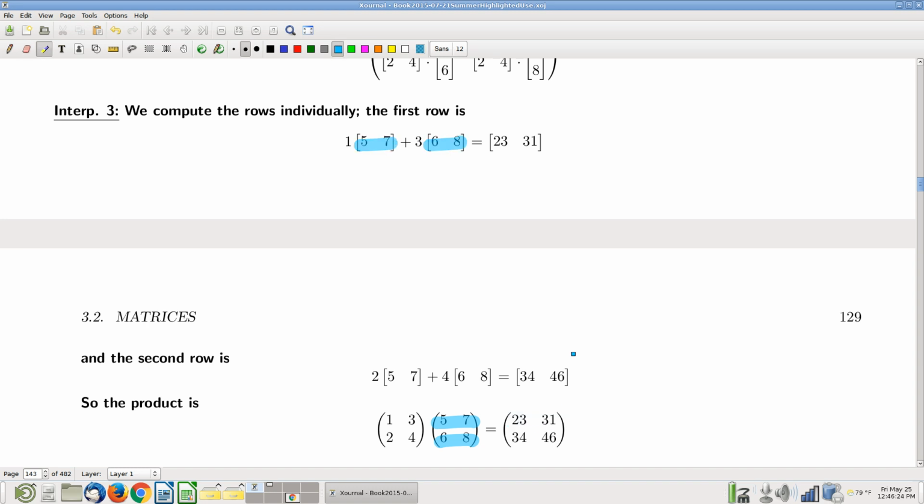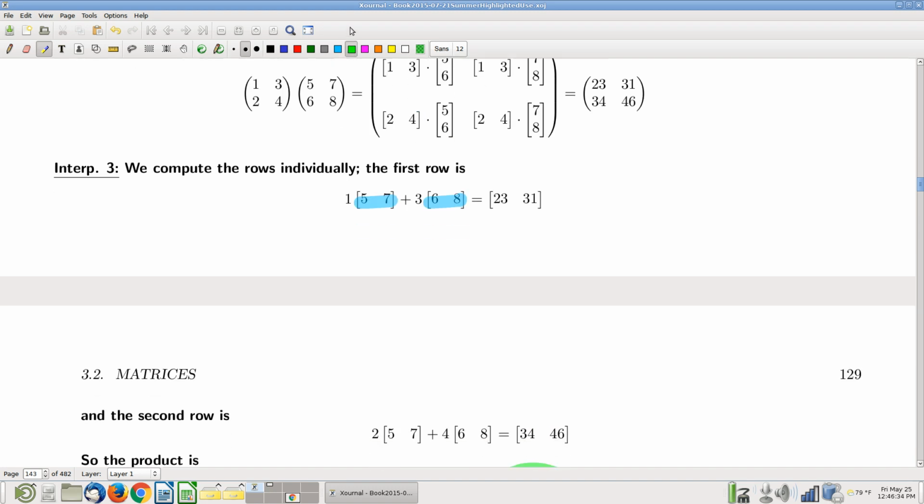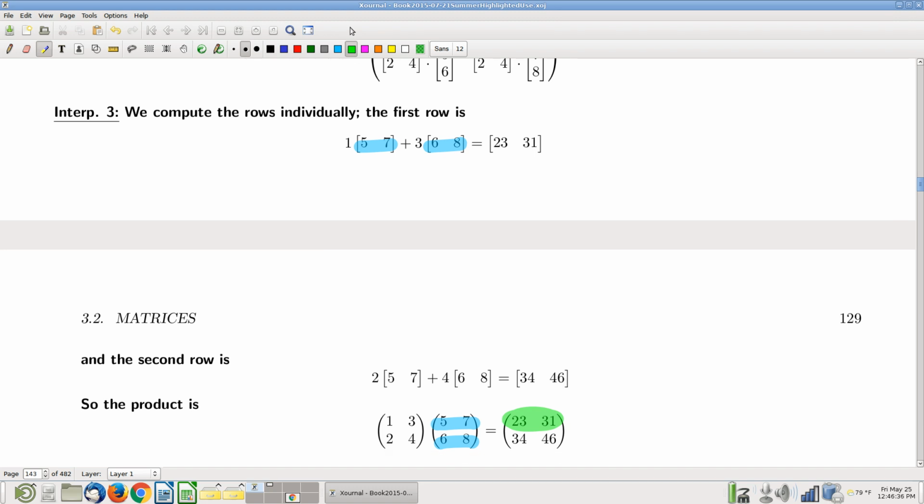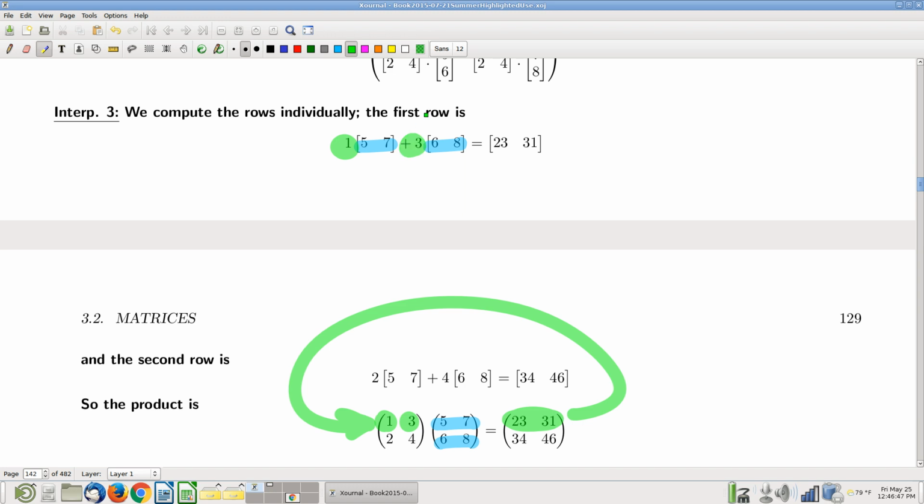Like so. And I color-coded wrong there. I want to compute these. So linear combinations of the rows of the right matrix of 5, 7, and 6, 8. We use as our coefficients the elements in the corresponding row of the left matrix. That gives you the 1 and the 3. And again, you punch up that linear combination and bam, there's the same 2 entries that we already computed twice already.